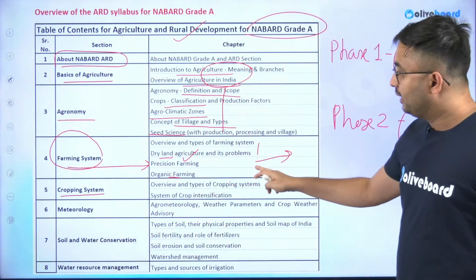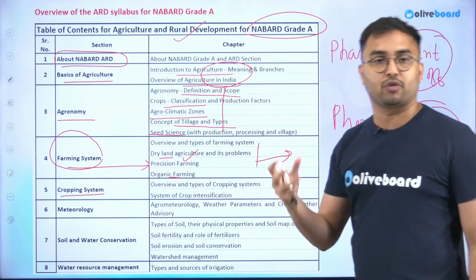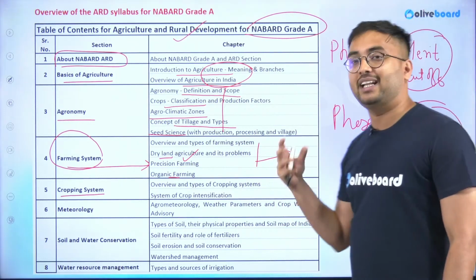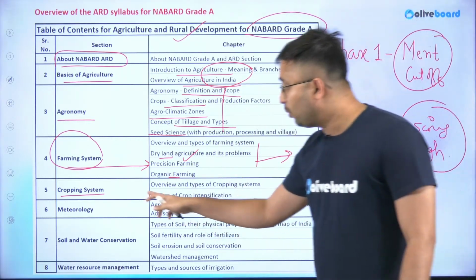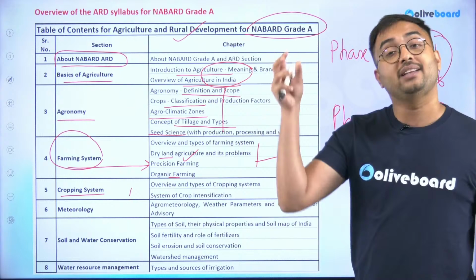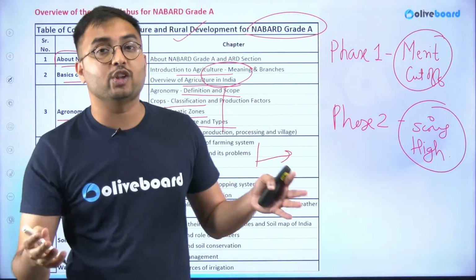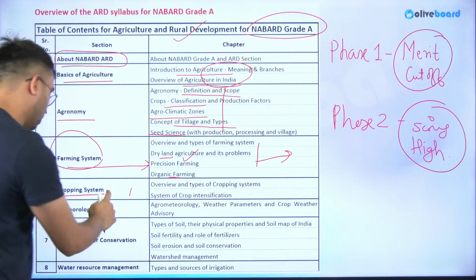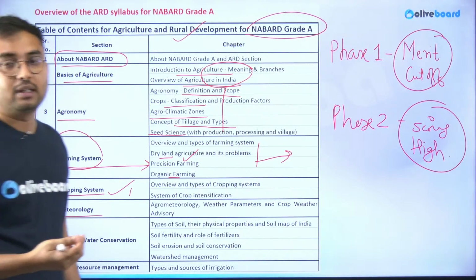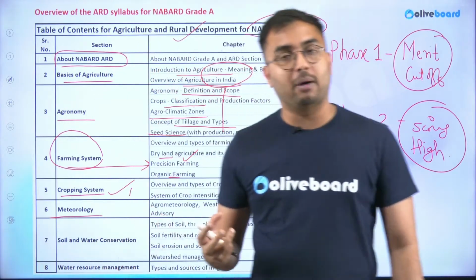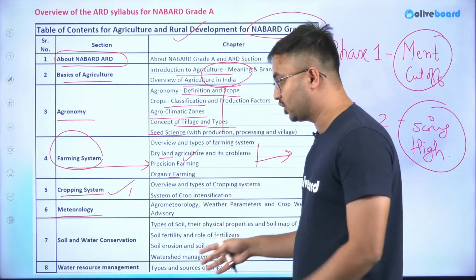We know now in the third chapter how different types of farmings or different types of agricultural practices are there. Now in cropping system we will be learning about, in these practices, in these farming systems, what are the different ways of plantation. This is what we will be looking at. Then comes meteorology. In meteorology we will be looking more about how climate is associated with agriculture.